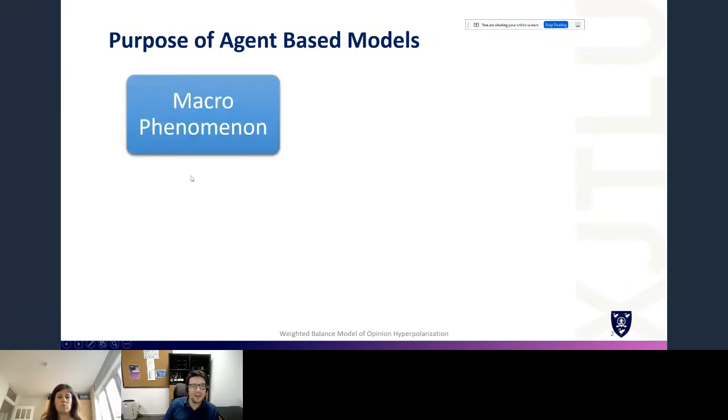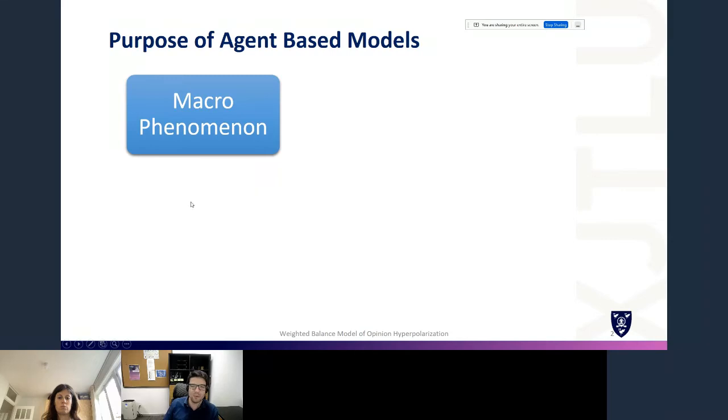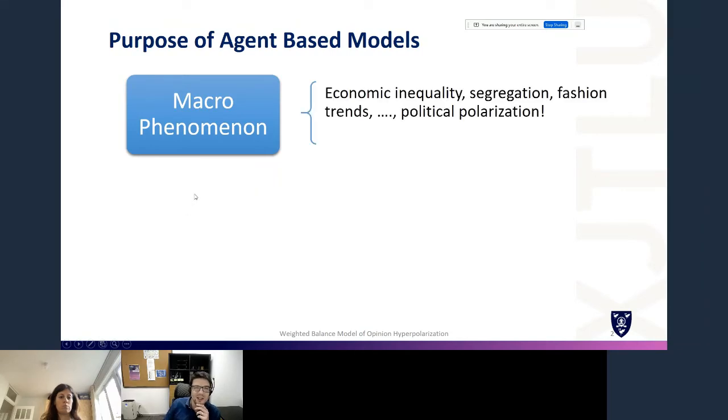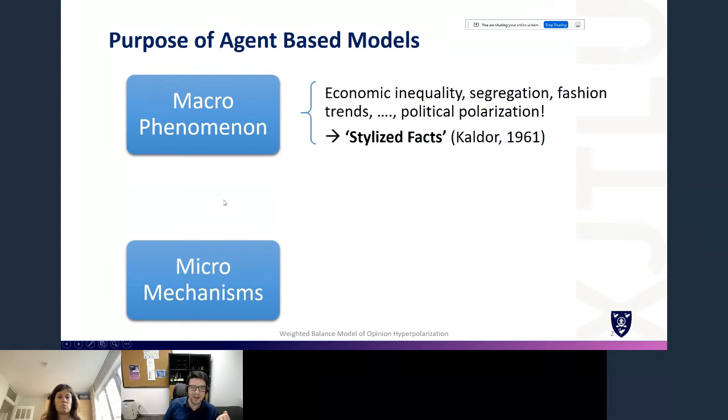So in an agent-based model, what we usually want to do is we want to explain a certain macro phenomenon. That is a phenomenon that is basically not reducible to single individuals and that encompasses many different individuals. So a societal phenomenon such as economic inequality, segregation, but even things like fashion trends, and crucially, of course, also political polarization. And we want to do this not with the help of other macro variables, but we want to do this with the help of micro mechanisms.